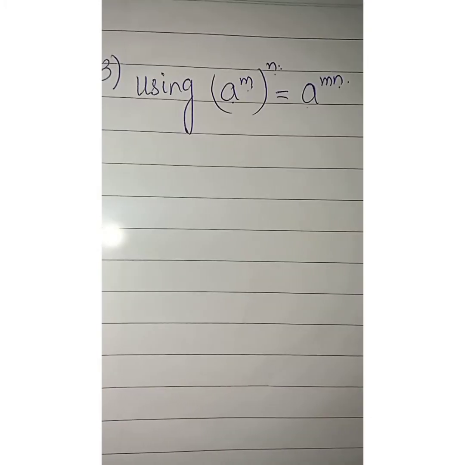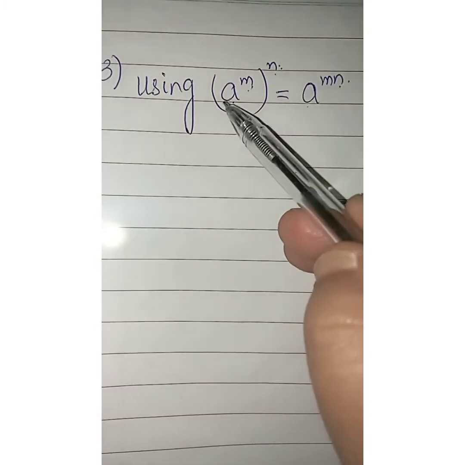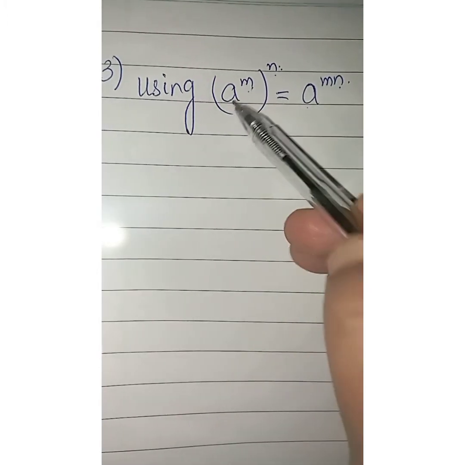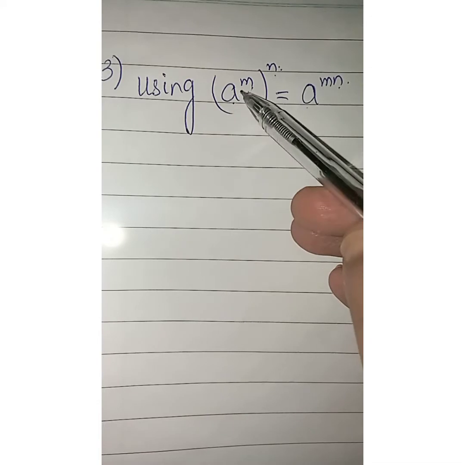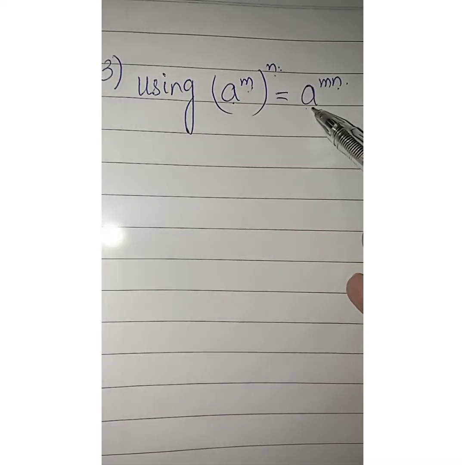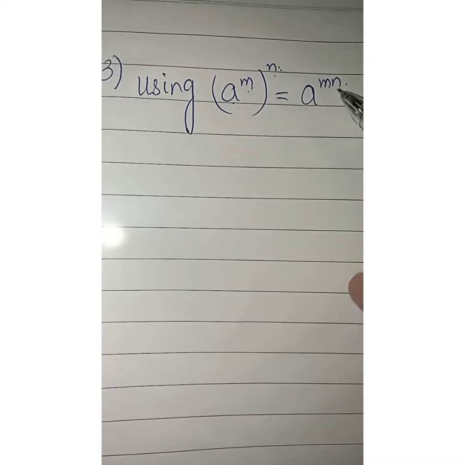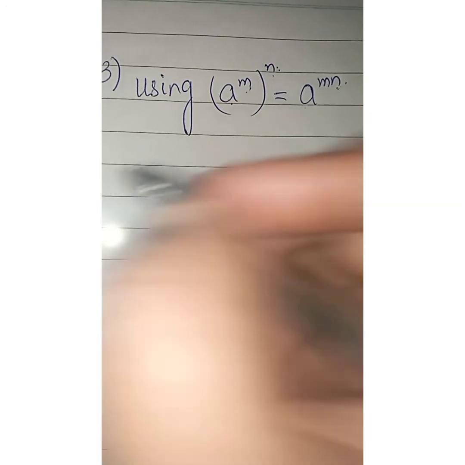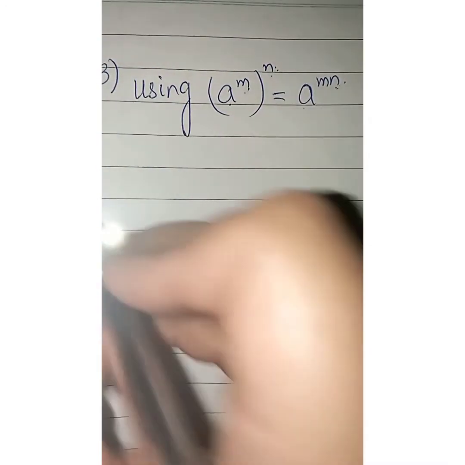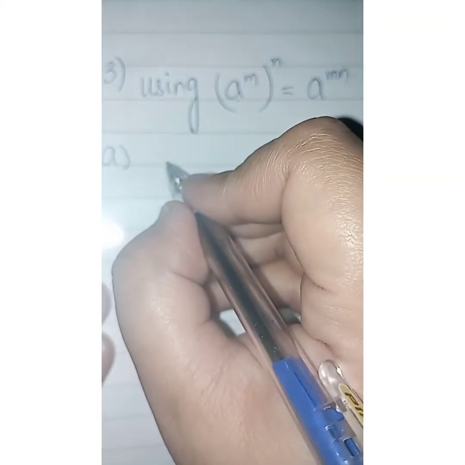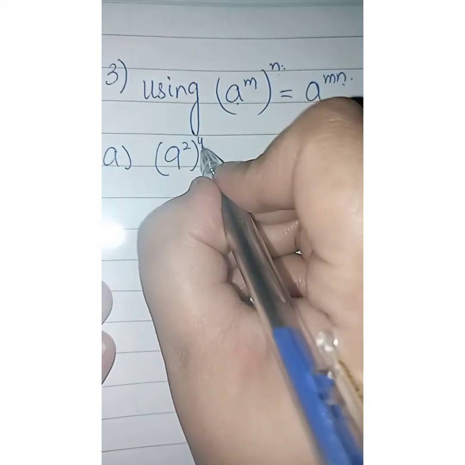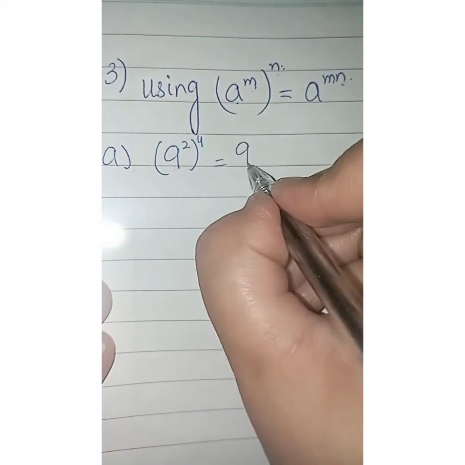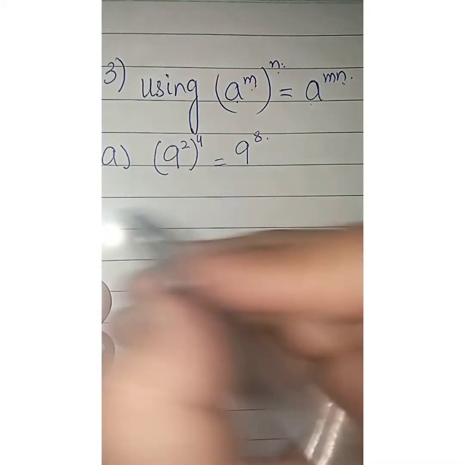Okay, in question number 3, using the power of power rule, there is a number or a variable having one power inside the bracket and another power outside the bracket. We will multiply the two powers by writing the number once. This mn means that the two powers are multiplied. So we will be using this rule and finding the solution. In a part we have 9 square and outside it is 4. So simply we will write 9, 2 4s are 8. This is the answer for the first part.